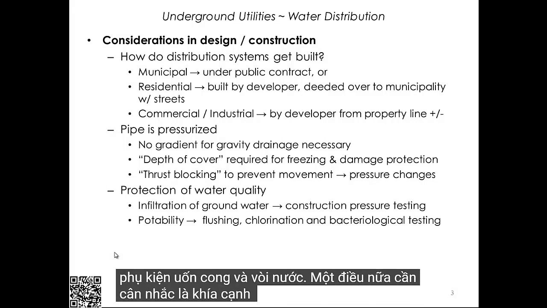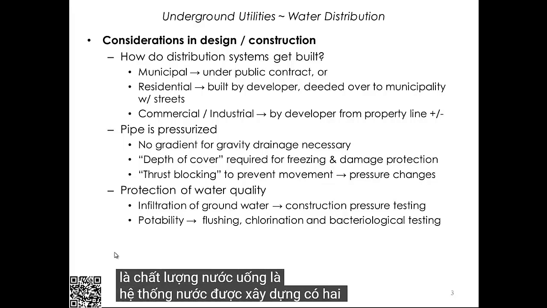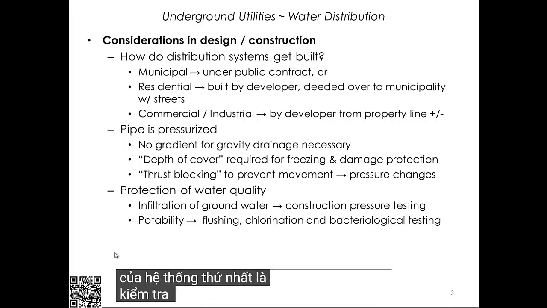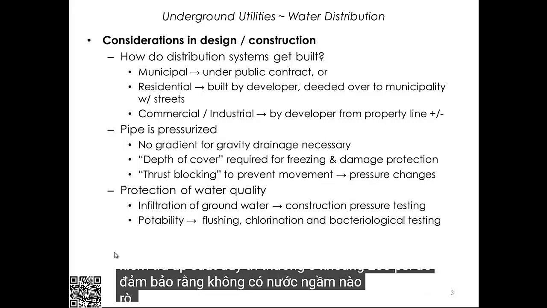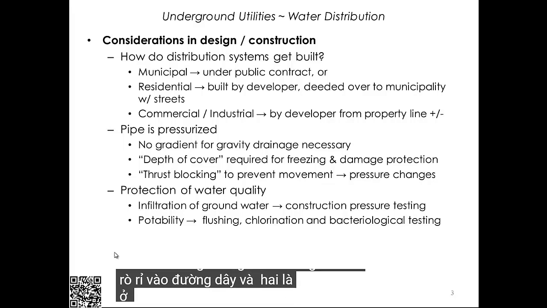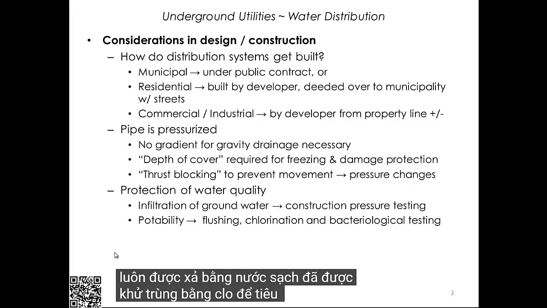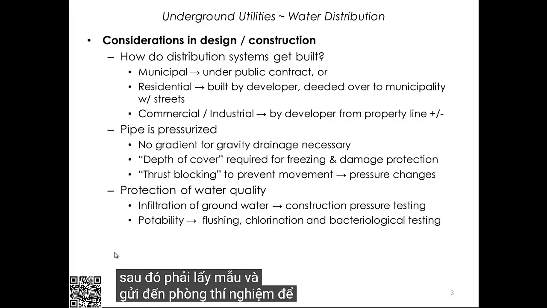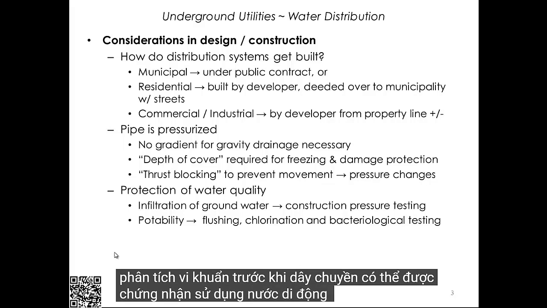Another consideration is the quality aspect of the water. Potable water, by definition, is drinking water quality. As water systems are constructed, 2 things are always required to ensure the integrity of the system. The first is a sustained pressure test, usually at about 200 psi, to make sure that no groundwater will leak into the line. And the other is that at the end of construction, lines are always flushed with clean water, chlorinated then to kill any bacteria, and then samples must be taken and submitted to a lab for bacteriological analysis before the line can be certified for potable water use.